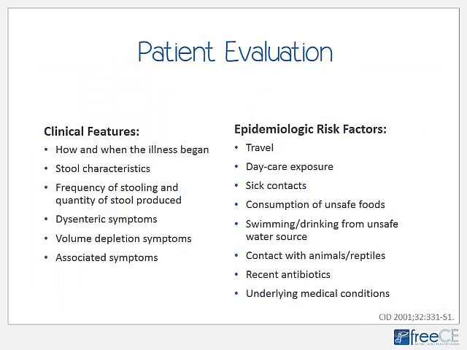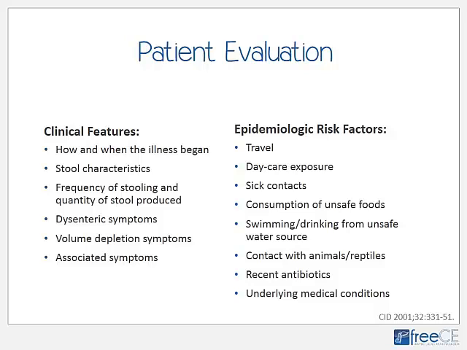So when we talk about patient evaluation, we're going to talk about clinical features, and we're also going to talk about epidemiologic risk factors. We've already talked about many of our clinical features in a couple of slides prior to this one, but the first one is how and when did the illness begin? That's an important characteristic. Then the stool characteristics, which we've talked about on the previous slide, and frequency and quantity of stool produced are important in determining if it's most likely watery or dysenteric diarrhea. Does the person have any sort of dysenteric symptoms? And then next we're going to talk about volume depletion symptoms and any associated symptoms. So really getting a good history and physical exam from the patient are a key part of our patient evaluation.